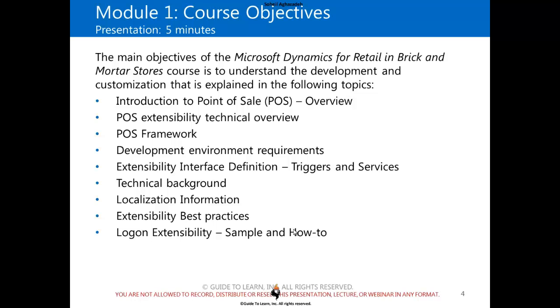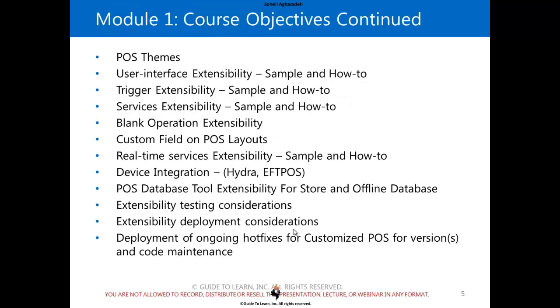Then we get into how-tos, like how to extend the logon capabilities of the point of sale, perhaps by using the biometric devices. Also, we will have some discussion in regard to how to customize the POS themes. There are many themes available off the shelf. However, if you would like to customize additional themes, you have this chapter. User interface extension, how to add additional buttons, additional custom controls will be discussed in that chapter.